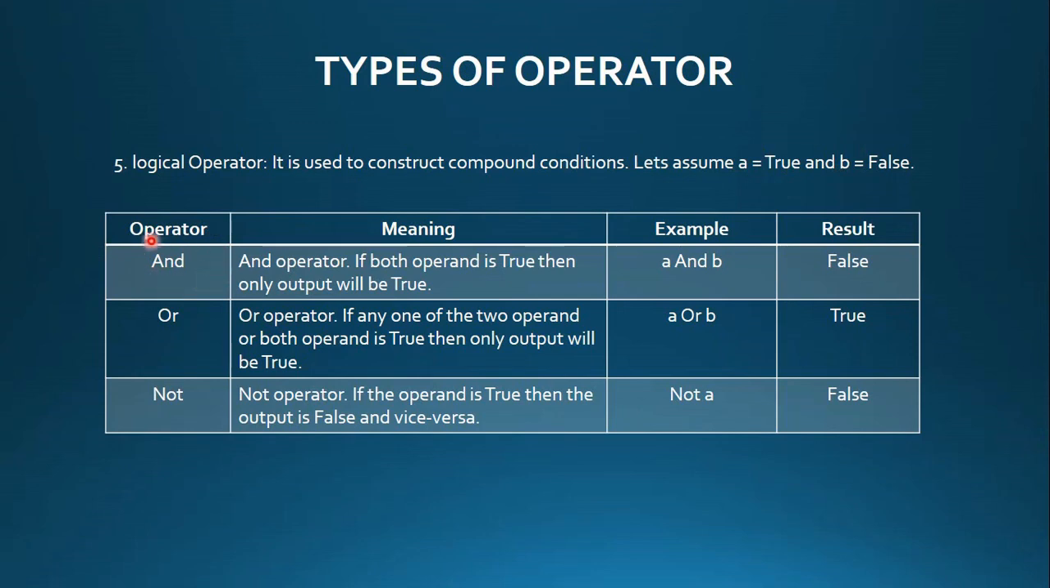The first one is AND operator. AND operator will return true when both value of A and B are true. Otherwise, it returns false. Here, value of A is true, but value of B is false. That's why it returns false. Okay. Next is OR operator. OR operator returns true when either one or both of these operands is true. A is true, which means one of these two operands is true. That's why the output is true.